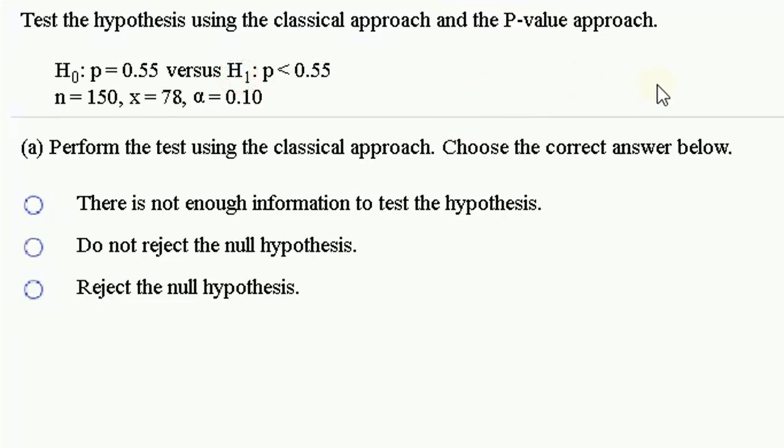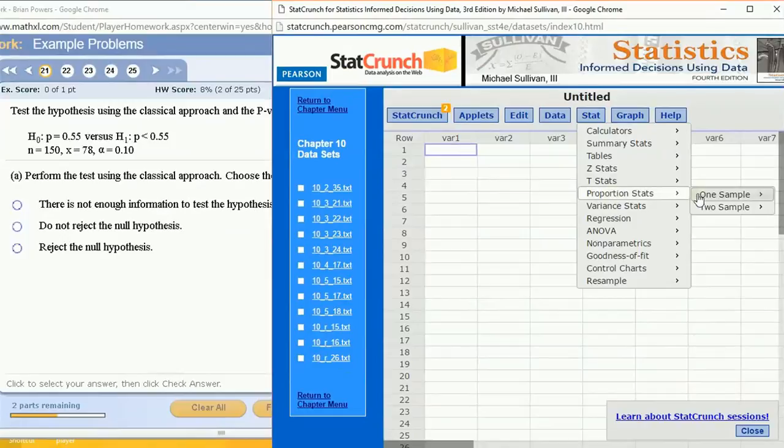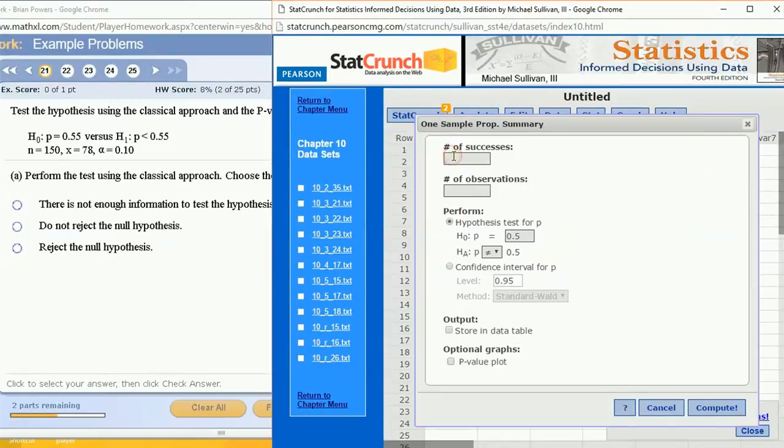Using the classical and p-value approach. Okay. So going back to StatCrunch, open up proportion stats, one sample with summary. I'm going to set my number of successes to be 78 out of this sample of 150. We have our null hypothesis 0.55, the alternative less than 0.55. And now I'm going to click compute.